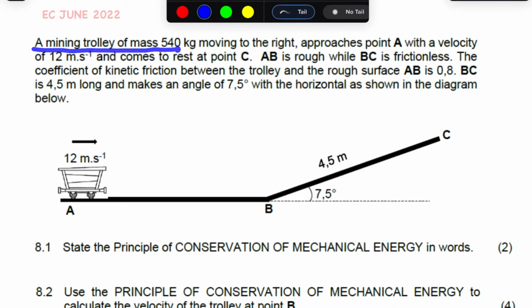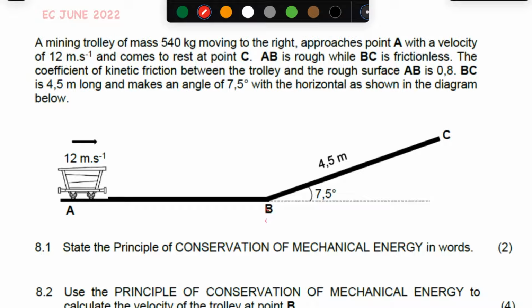It says a mining trolley of mass 540 kg is moving to the left. Here's the mining trolley. It approaches point A, here's point A, with a velocity of 12 meters per second and comes to rest at point C. So the trolley moves all the way up until point C. If you see, BC is an incline. Now it says AB is rough while BC is frictionless.